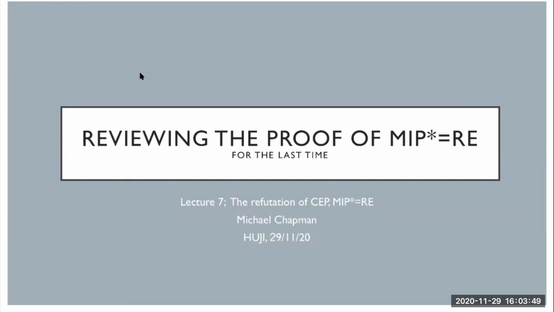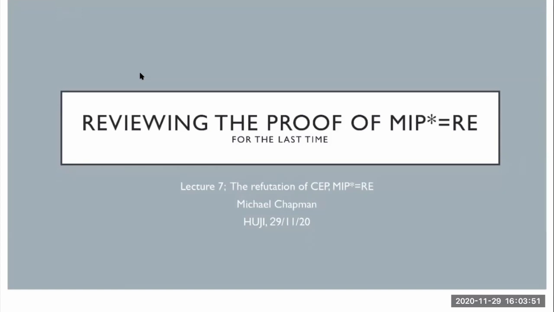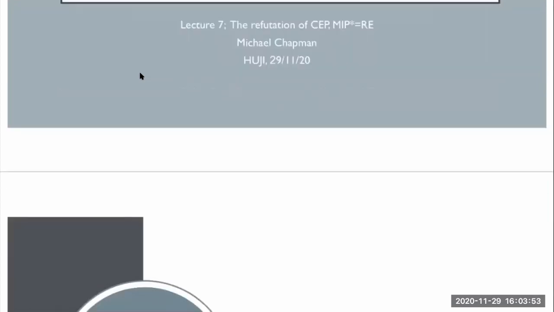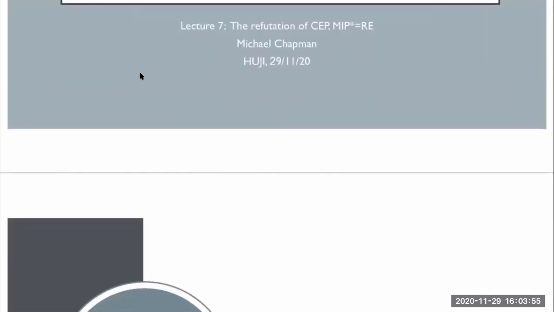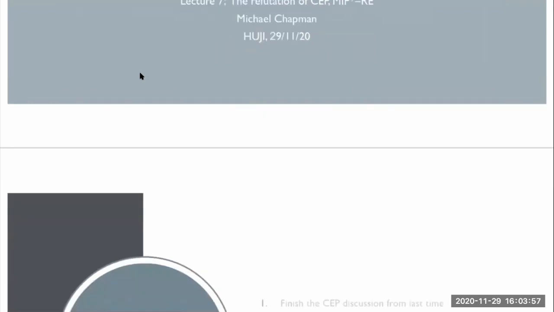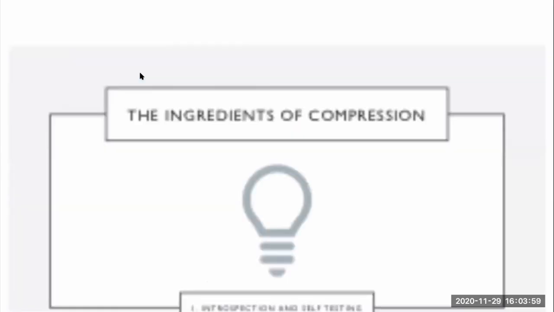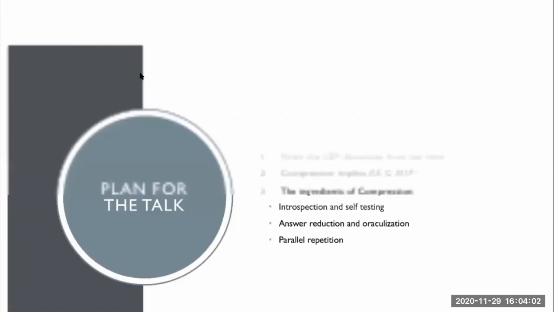So I'll remind you what we've done last time. Last time we started talking about introspection and self-testing, and I gave you an example about the CHSH game, and I'll recall what the example was and what the conclusions were.